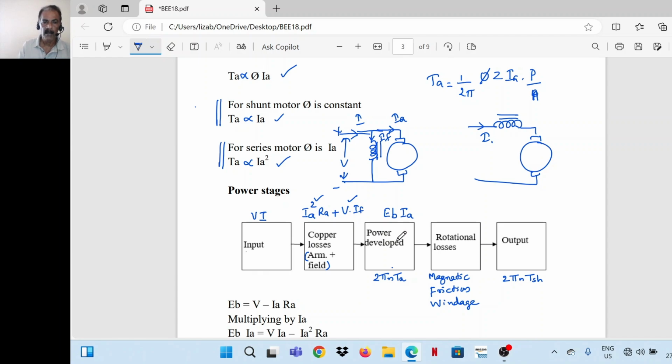Then from the power developed by the armature, rotational losses are met. Rotational losses means magnetic losses, that means core losses, eddy current and hysteresis loss, friction loss, bearing friction and brush friction, plus windage loss, friction with the surrounding air. So these losses are met. Rotational losses are met from the power developed, and remaining is the output.